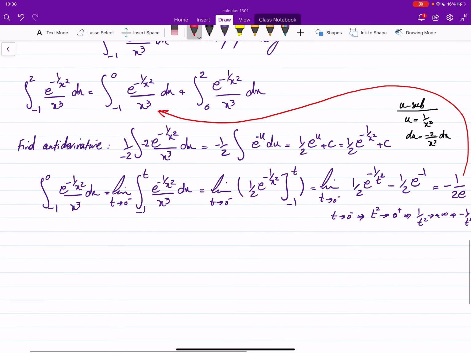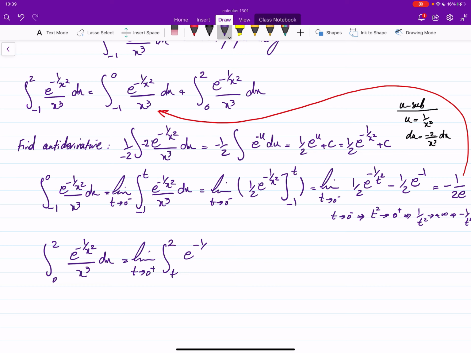How about the other part? So the other part, the integral of e to the power negative 1 over x squared over x cubed dx, is equal to the limit of the integral from t to 2 of e to the power negative 1 over x squared over x cubed dx. This is the limit as t goes to 0 plus of half of e to the power negative 1 over x squared, from t to 2.